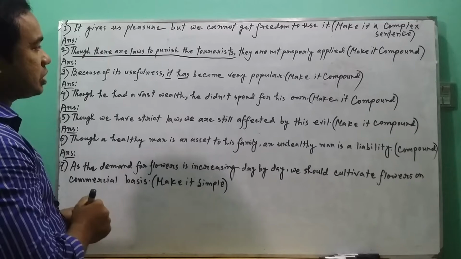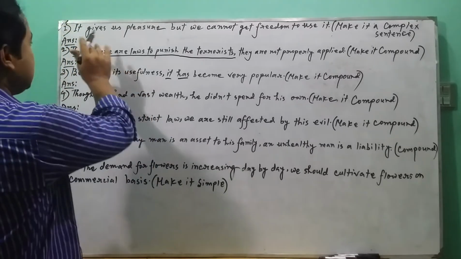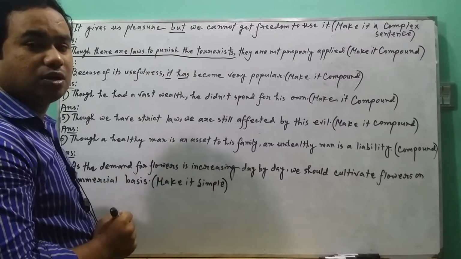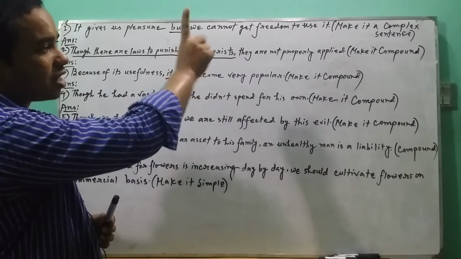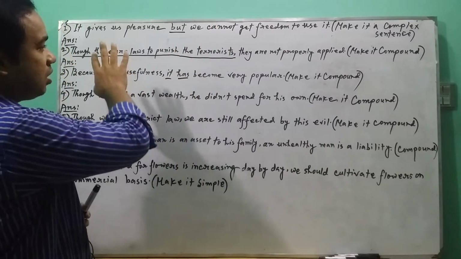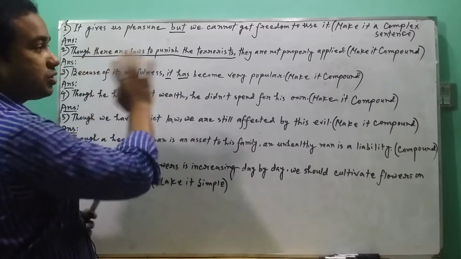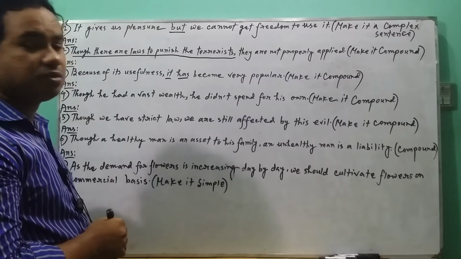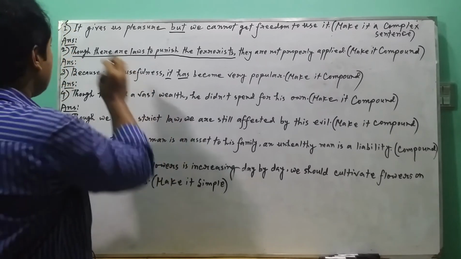It gives us pleasure, but we cannot get freedom to use it. Here, but connects the two independent clauses. As we are making this a complex sentence, the subordinate clause has to start with either though, although, or even though. I'm using here though.